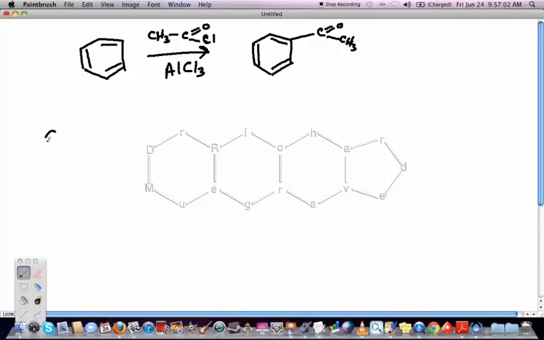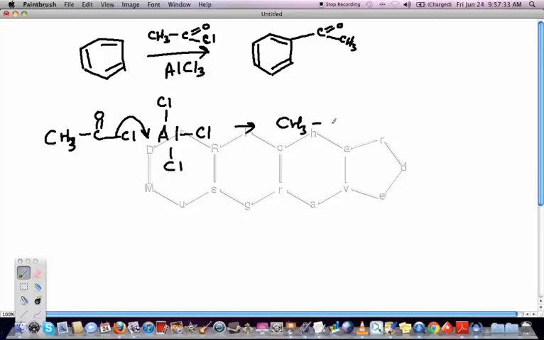So what we can do is we've got our CH3COCl, and we've got our Lewis acid again. And remember, this is going to react because it has no electrons here to make up its octet. So it will take electrons from this bond, and we end up getting our electrophile.